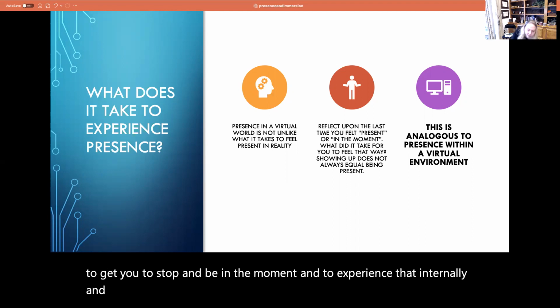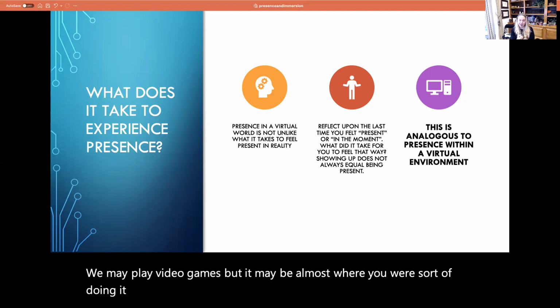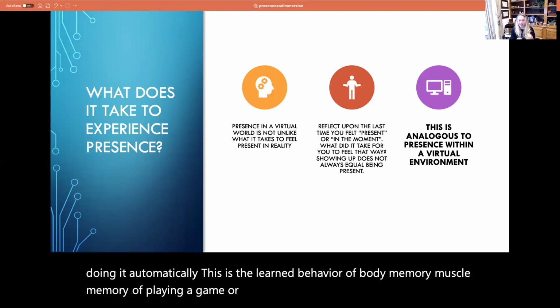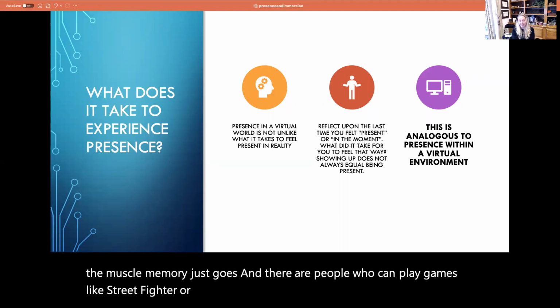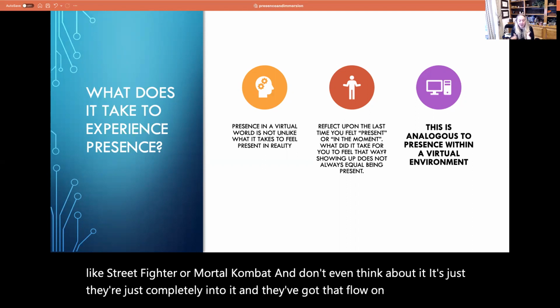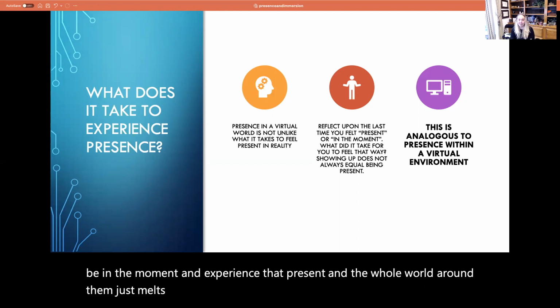And so we look at different video games, for example. We may play video games, but it may be almost where you're doing it automatically. This is the learned behavior of body memory, muscle memory of playing a game with your joystick or your controller, and the muscle memory just goes. There are people who can play games like Street Fighter or Mortal Kombat, and they don't even think about it. It's just boom, boom, boom, they're completely into it, they've got that flow, and they may be in the moment and experiencing that presence, and the whole world around them just kind of melts away, and they're just in the zone.